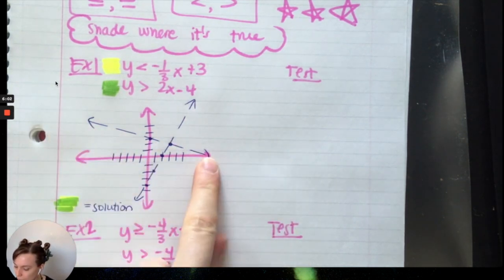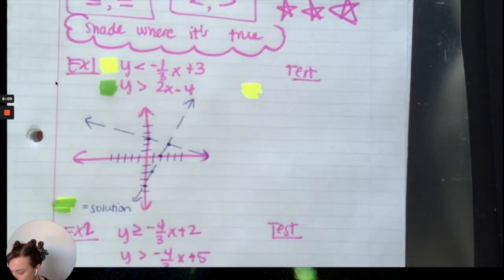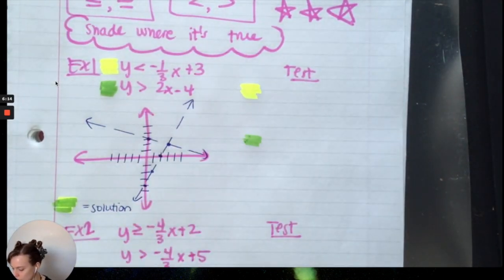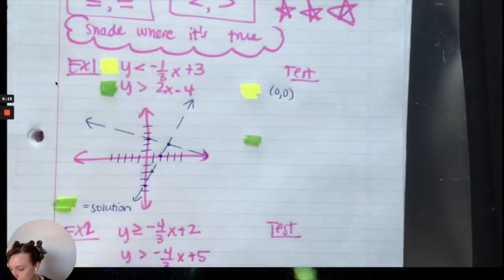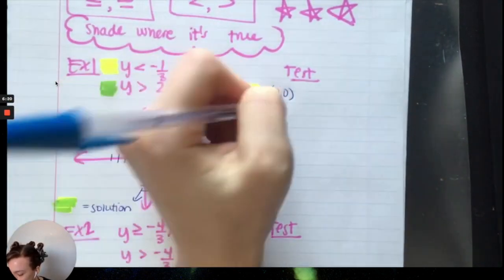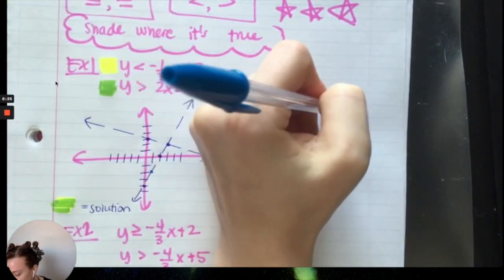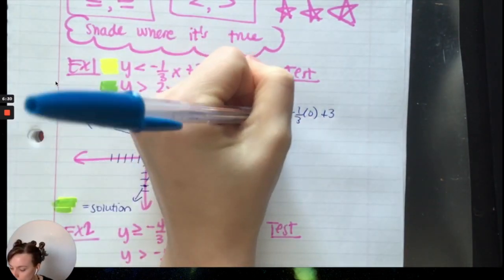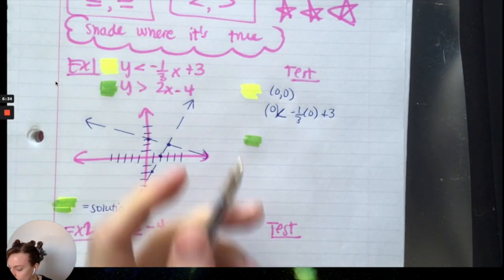So for this first line, I'm going to test 0, 0 because it's not on the line. If you want to further test or make better keys of just how your work looks, I'll use these as my key. So for my first one, I'm going to test 0, 0 because it's not on the line. 0 goes for my y, less than negative 1/3 times 0 plus 3. Notice how I'm substituting in with a parentheses. You could do that on the left-hand side, but there's nothing over there, so it's fine to not have it.